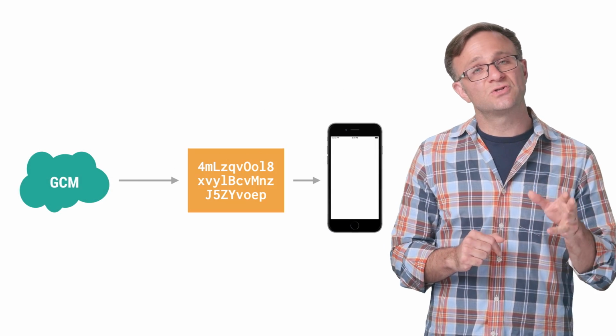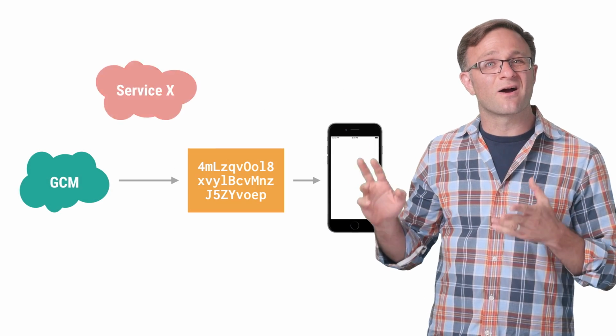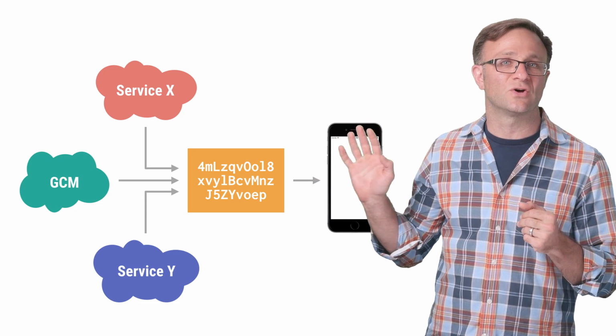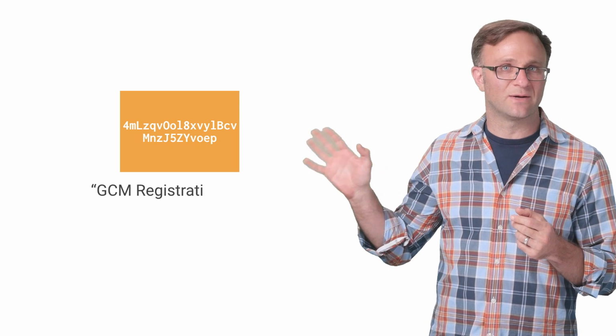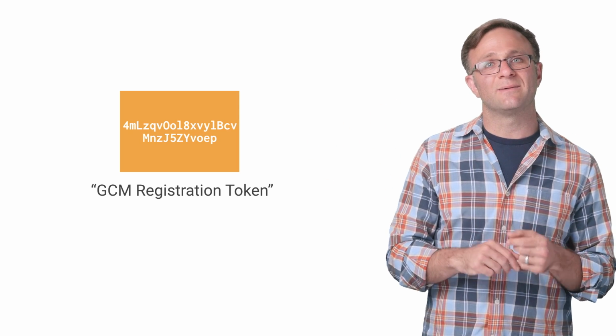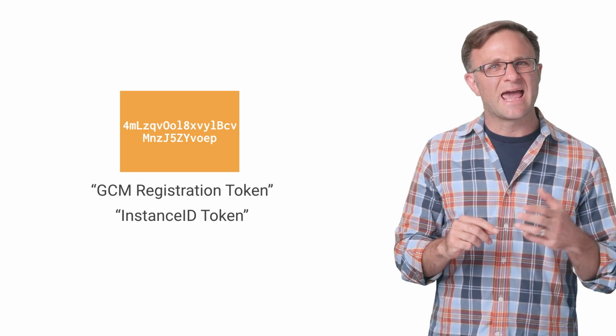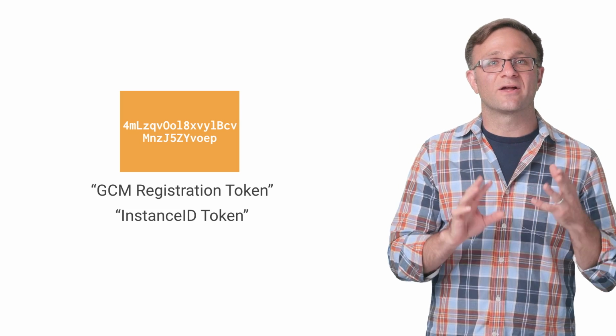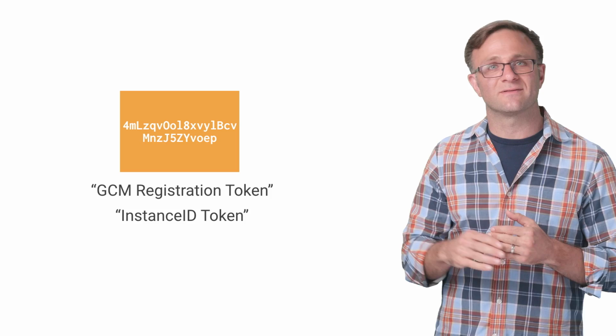Now, GCM has its own token that it uses, but it turns out there are other services, not just cloud messaging, that could theoretically use this token as well. So while you'll often hear it referred to as a GCM registration token, its real name is an instance ID token. And when it gets down to implementing this thing for real, you're going to see that you'll be using a library called the instance ID library to get one of these.